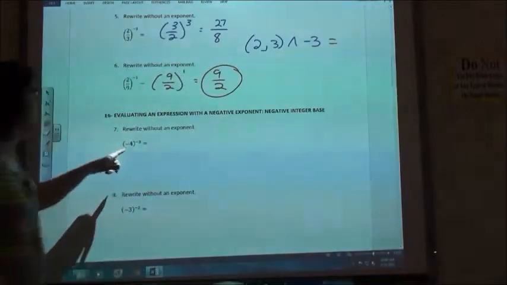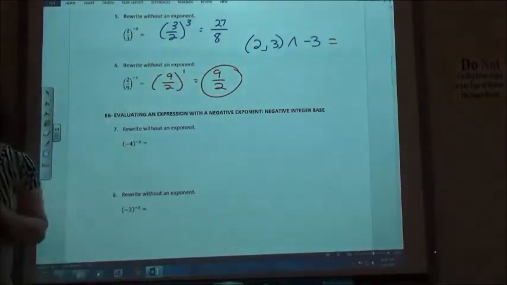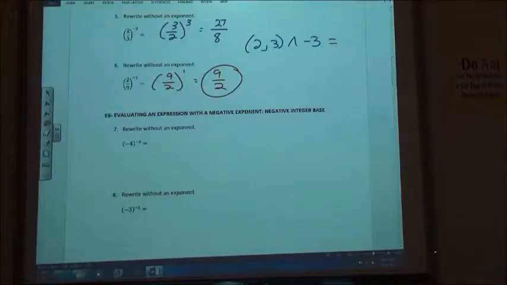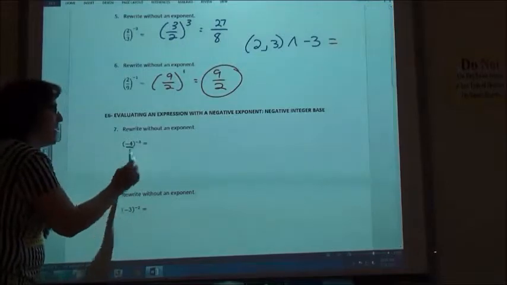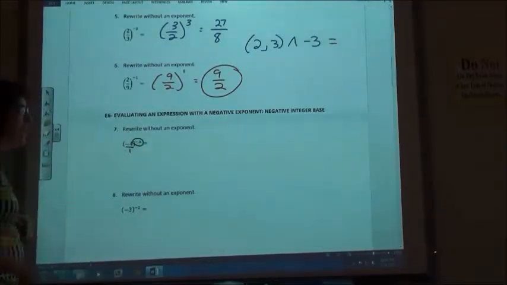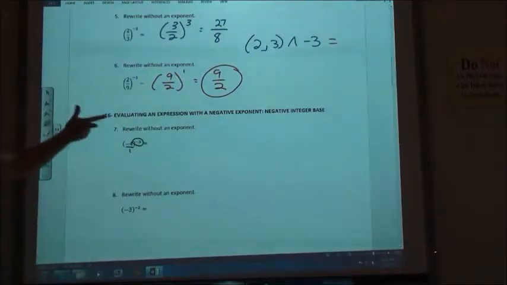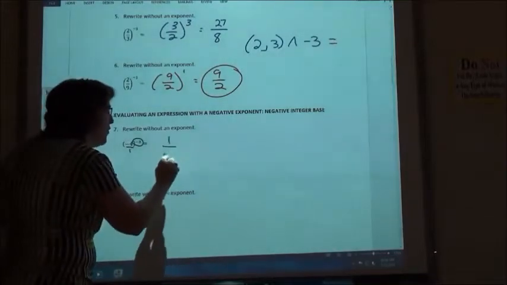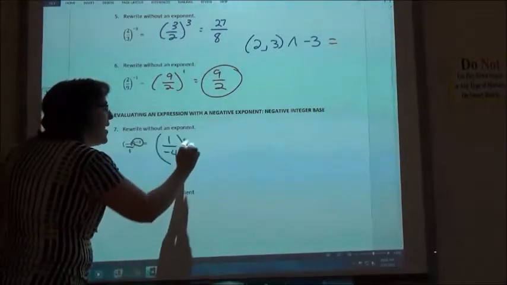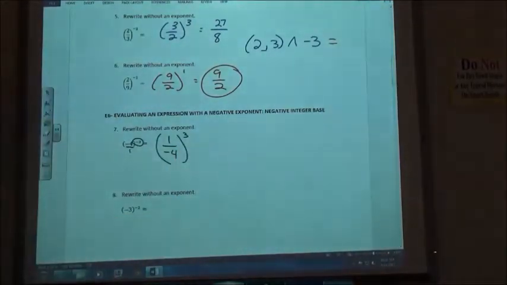Same thing holds true when you have a whole number. The reciprocal of a -4 would be putting 1 over -4, right? Because this is really -4 over 1. So if my exponent is negative, which it is, the first thing I'm going to do is the reciprocal, 1 over -4. I'm then going to make my exponent positive.